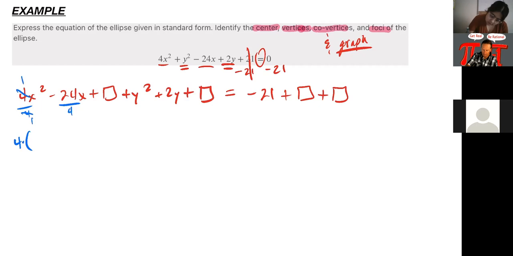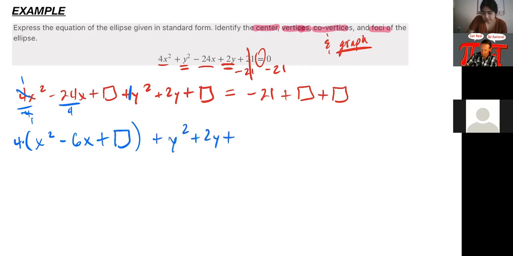And that allows me to cancel this to be x squared minus, careful, 6x. A lot of people will just pull it out in front of the x squared, and then they'll put 24 there. Okay, don't make that mistake. But then remember, I still want to do plus my box. The nice thing is this is already a 1, so I'm just going to rewrite this one as is.